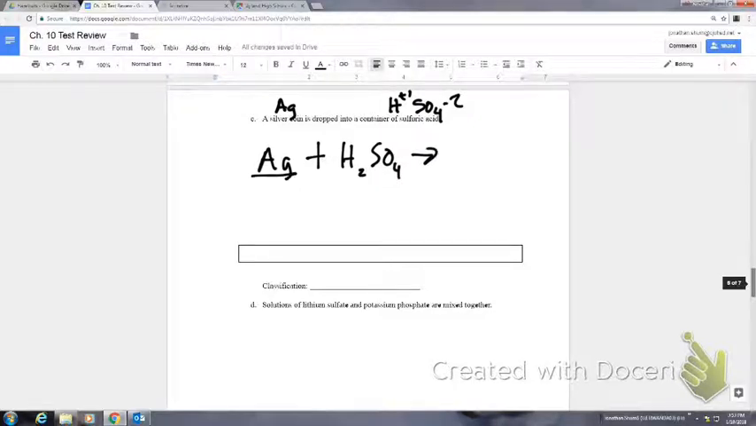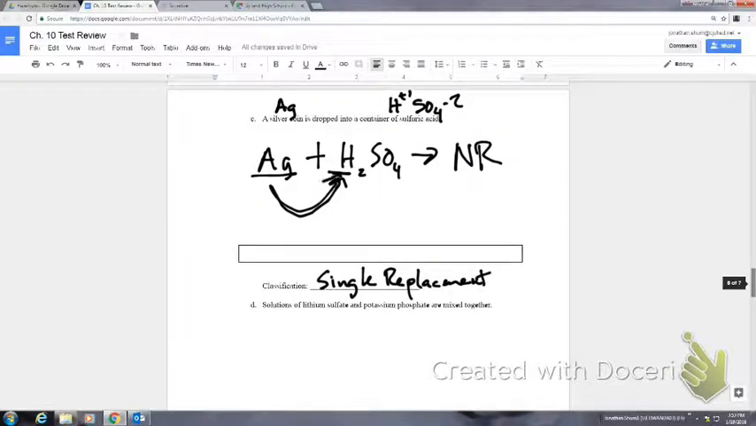This Ag is a potential cation, so it's going to replace the cation here, which is the hydrogen. So I have to determine if this reaction will go. If silver is higher than hydrogen, which it isn't. So if you look at the single displacement activity series, you'll notice silver is below hydrogen. Because silver is below hydrogen, it does not have enough energy to displace hydrogen, and so therefore there will be no reaction. This is a single replacement reaction because we have a single element that wants to replace another element in the compound. No reaction.